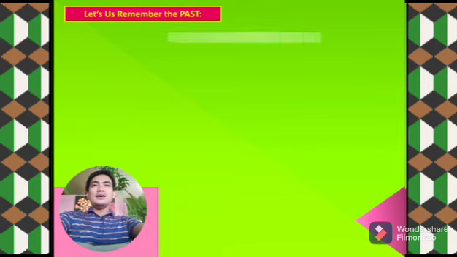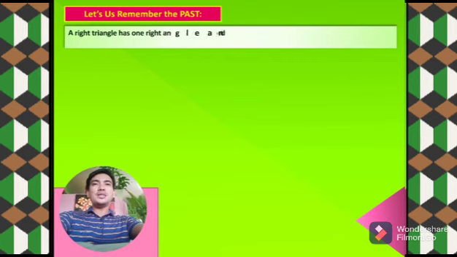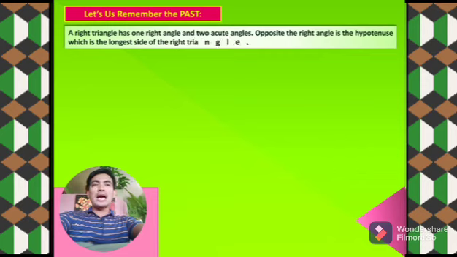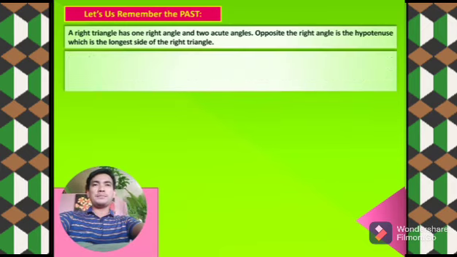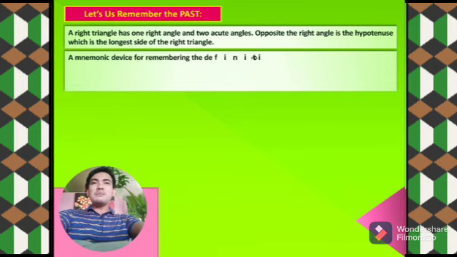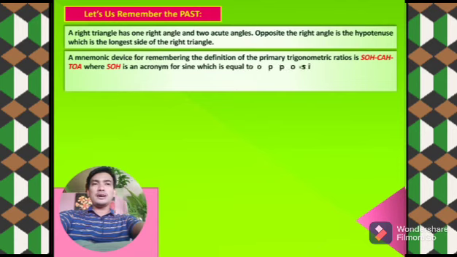And to start with, let us try to remember what is in our past lesson. Okay, so we have here a right triangle has one right angle and two acute angles. Opposite the right angle is the hypotenuse, which is the longest side of the right triangle. And a mnemonic device for remembering the definition of the primary trigonometric ratios is SOH-CAH-TOA.